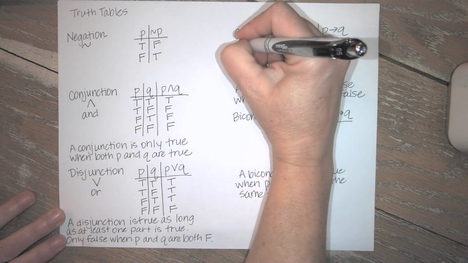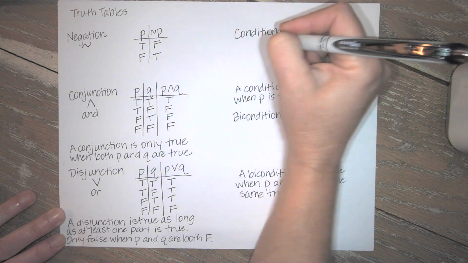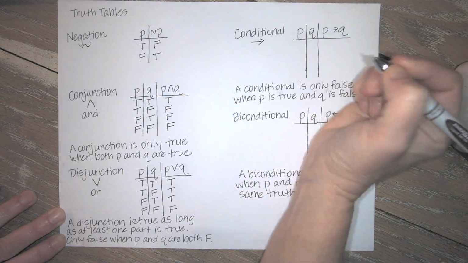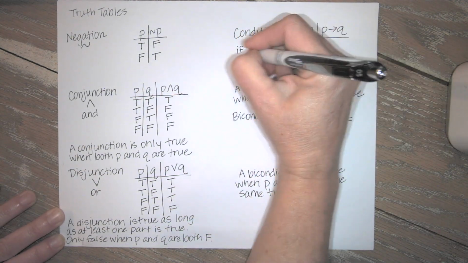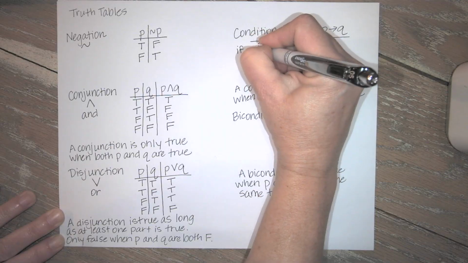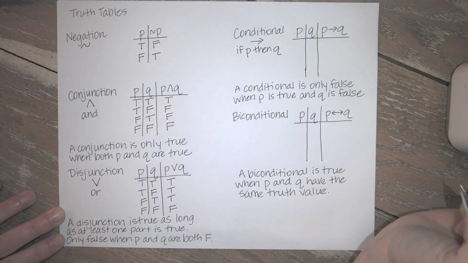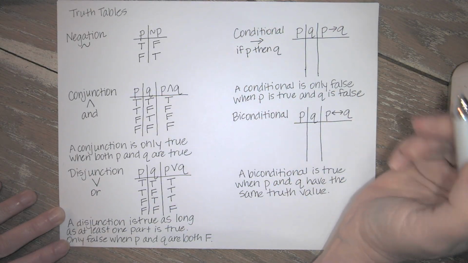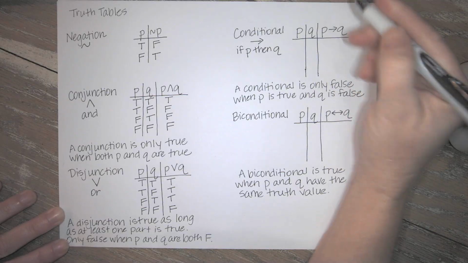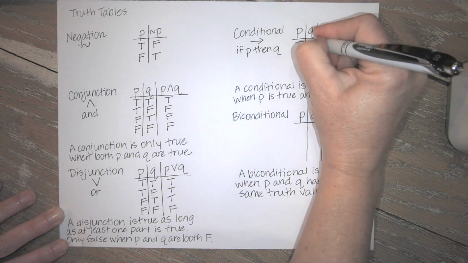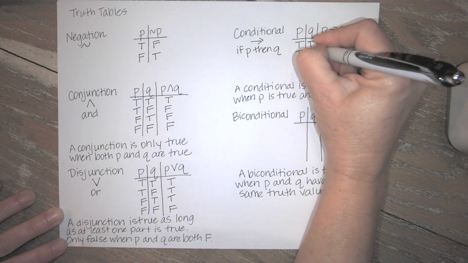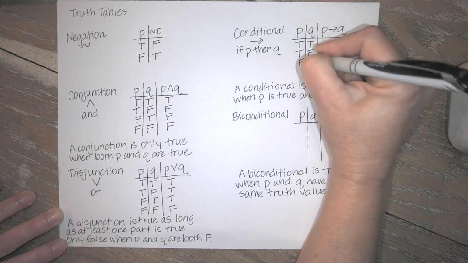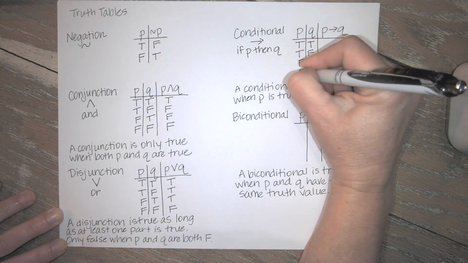All right, then we have the conditional statement. A conditional statement is an if-then statement. The symbol is the arrow. In this particular truth table, this is if P, then Q would be how you read that. All right, you have the same four possibilities for your original truth values for P and Q. They could both be true. You could have true then false, false then true, or they could both be false.